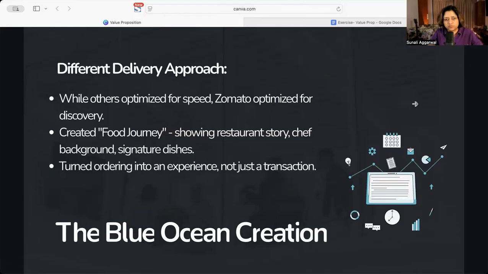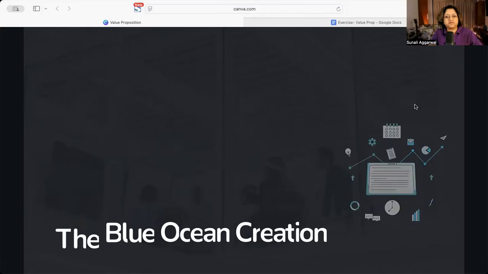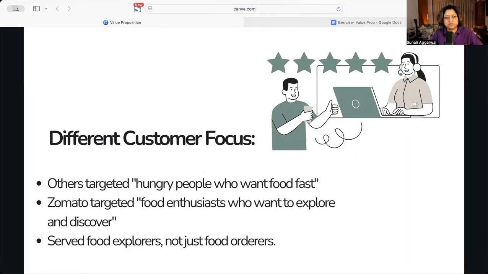A different delivery approach. While others optimize for speed, Zomato optimized for discovery, right? And these are the initial days we are talking about. Zomato does everything now, but initial days matter to you more than what they're actually doing right now. So they turned ordering into an experience and not just a transaction.